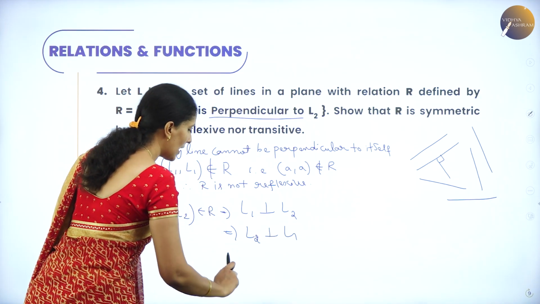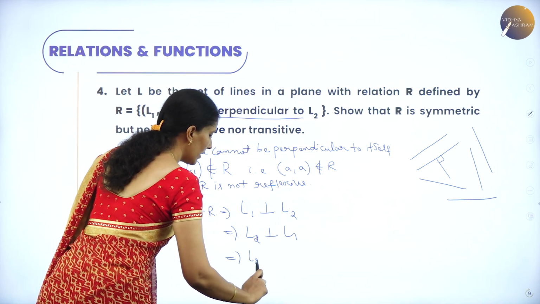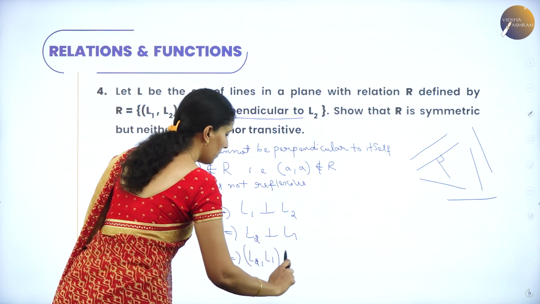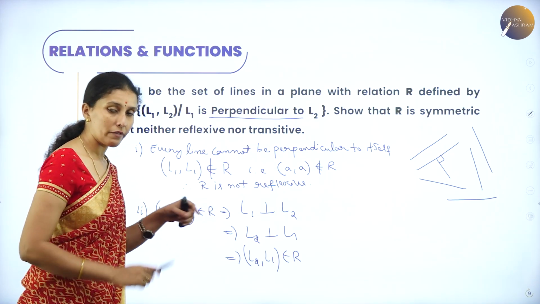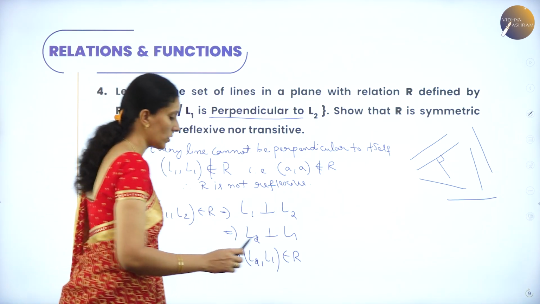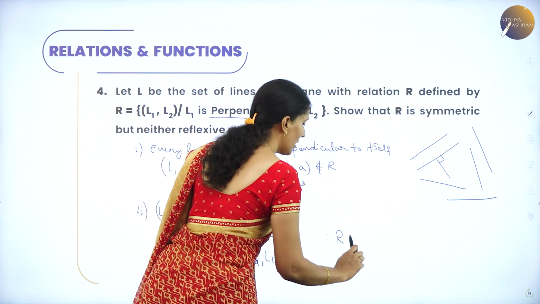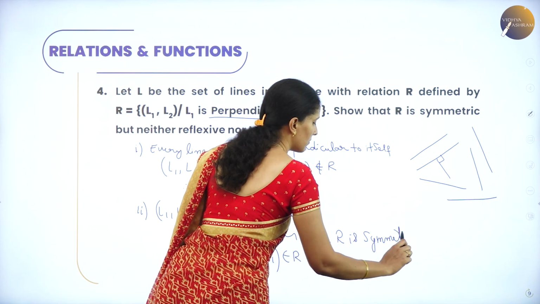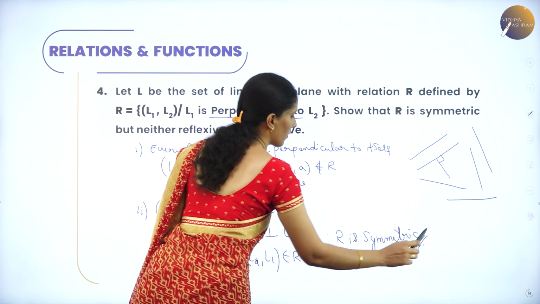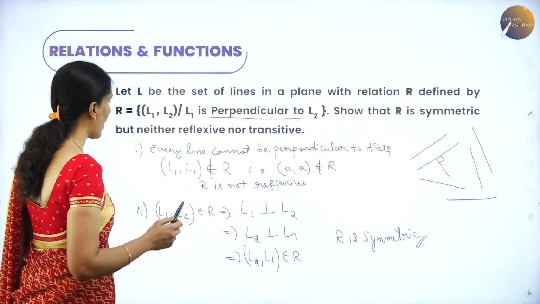If this condition satisfies, then I can write L2, L1 belongs to R. So, I am getting here for L1, L2 belongs to R. We also have L2 and L1 belongs to R. So, therefore, I can write R is symmetric. Now, let's see about the transitive relation.